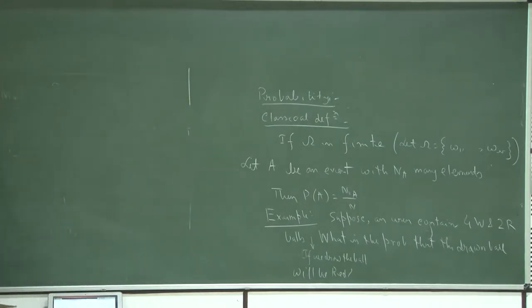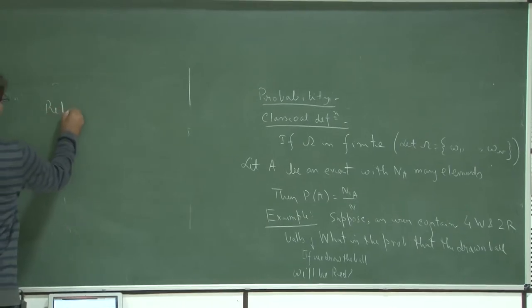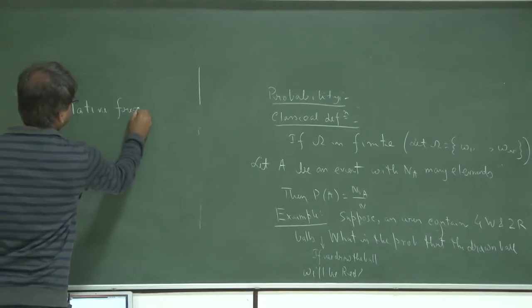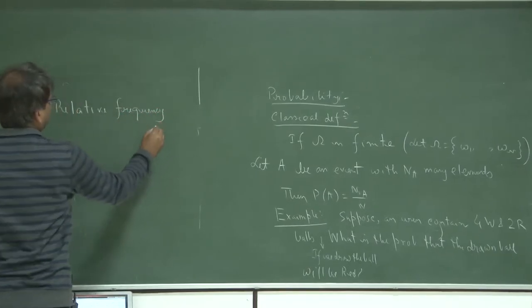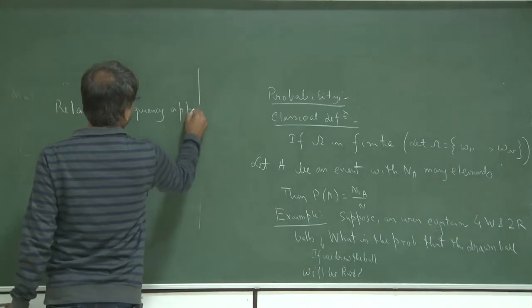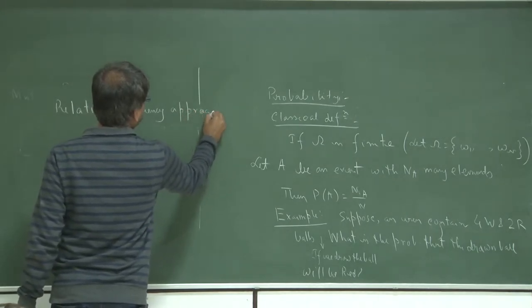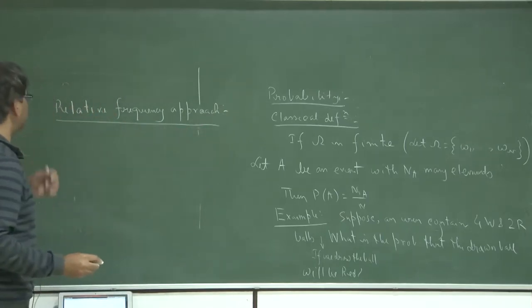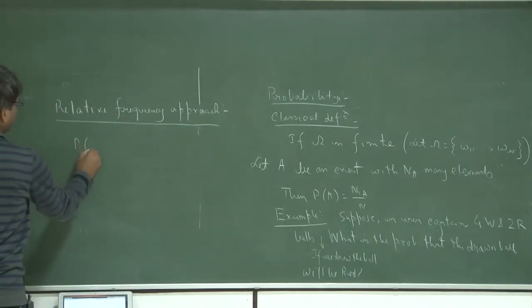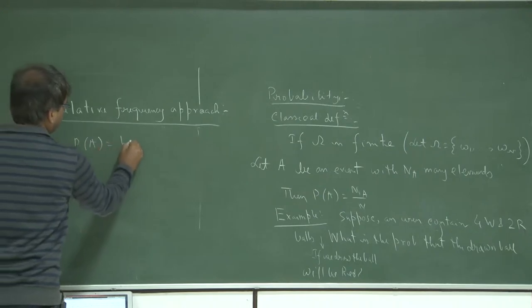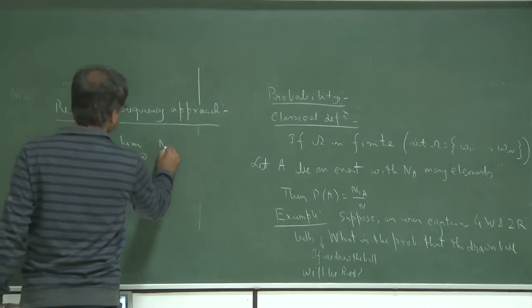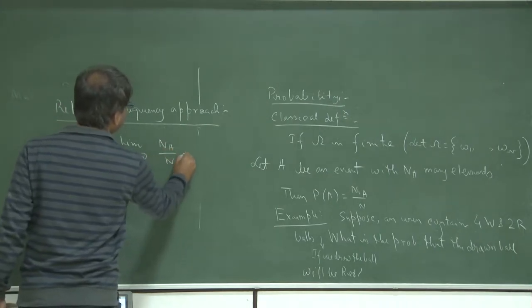I am not writing the disadvantage, I am just writing the next definition, the relative frequency approach. You can think about probability of A equal to limit n tends to infinity of n A by n.